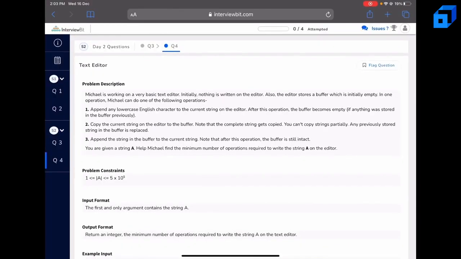Michael is working on a very basic text editor. Initially, nothing is written on the editor. Also, the editor stores a buffer which is initially empty. In one operation, Michael can do one of the following operations: append any lowercase English character to the current string on the editor. After this operation, the buffer becomes empty.